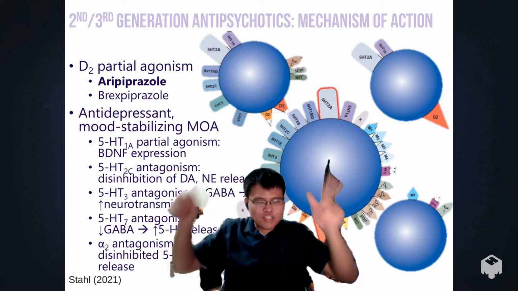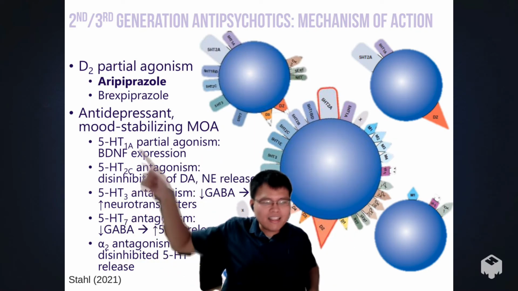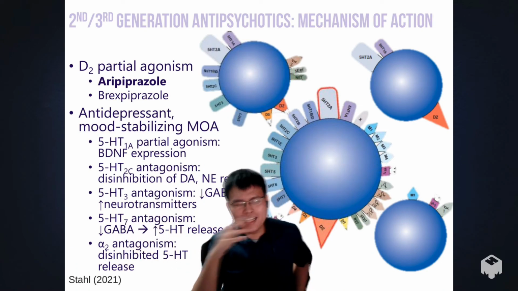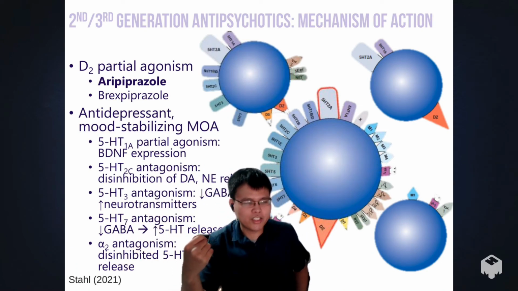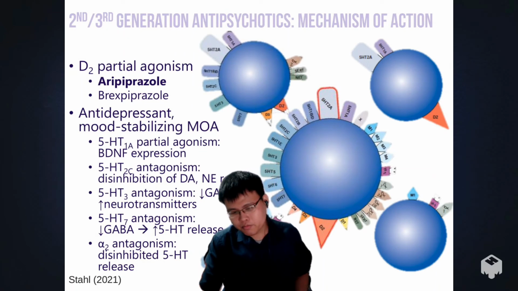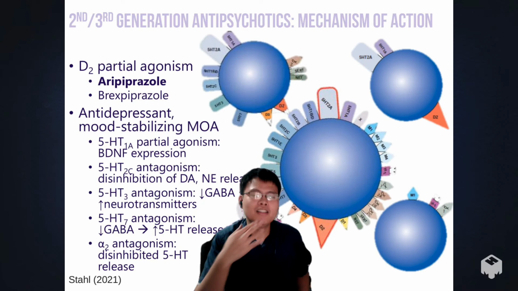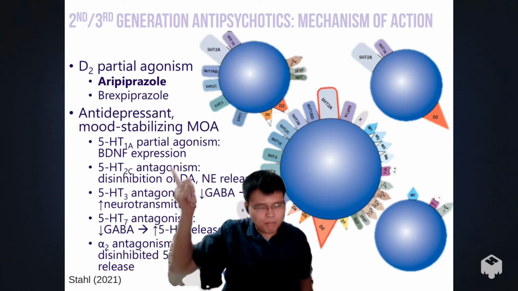That's for the mood effects, for less secondary negative symptoms, and this is also why second and third generation antipsychotics are used a lot in bipolar disorder, and some even as add-ons, as adjuncts in unipolar depression, and perhaps some in anxiety disorders as adjuncts as well. These are the possible reasons.